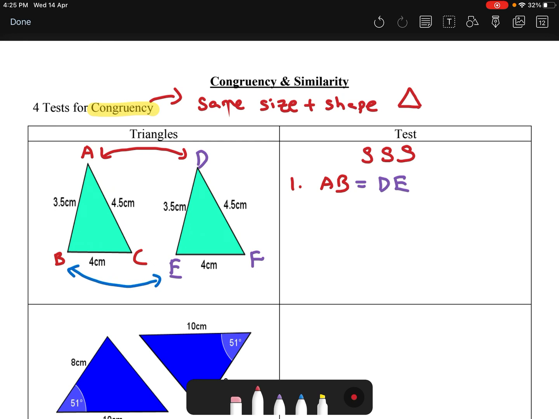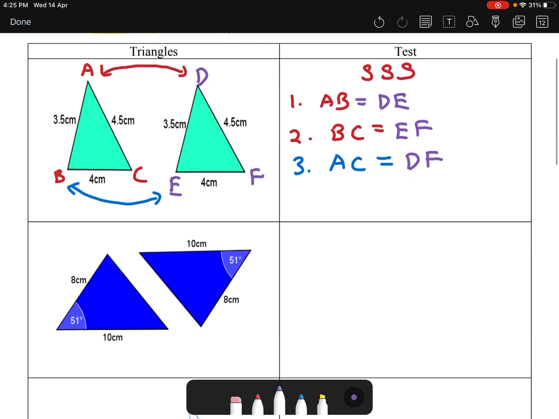Number 2, we know that BC is equal to EF. Not FE, it is EF. Number 3, last but not least, AC is equal to the length of DF. So I've proven the side test. This is the first test.